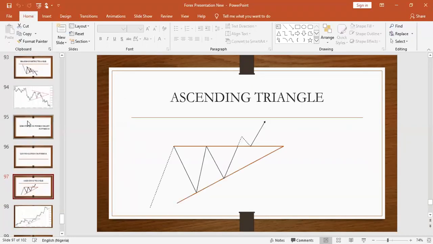Now, this time around, we'll be looking at two triangles, which are the ascending triangle and the descending triangle. Now, ascending triangle, remember, when price is going up, it is an uptrend. So when you say something is ascending, it is going up. So an ascending triangle signifies a bullish continuation move, while the descending triangle signifies a bearish continuation move.